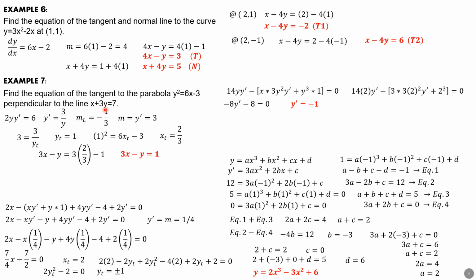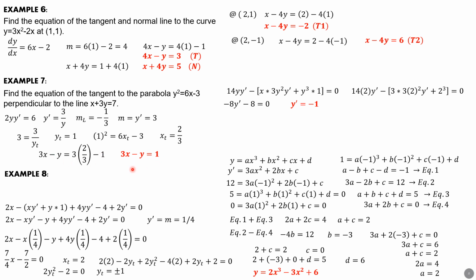Then substitute into the original equation of the parabola to solve for xt. So 1 squared equals 6 times xt minus 3, so 4 over 6, x sub t is 2/3. The equation of the tangent therefore is, because the slope is 3, 3x minus y equals 3 times xt minus yt, which is 1. So 2 minus 1 is 1. Therefore, it is 3x minus y equals 1.